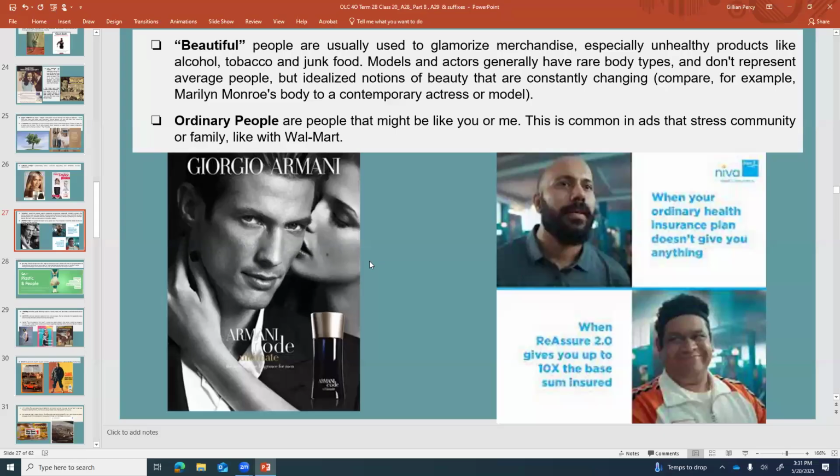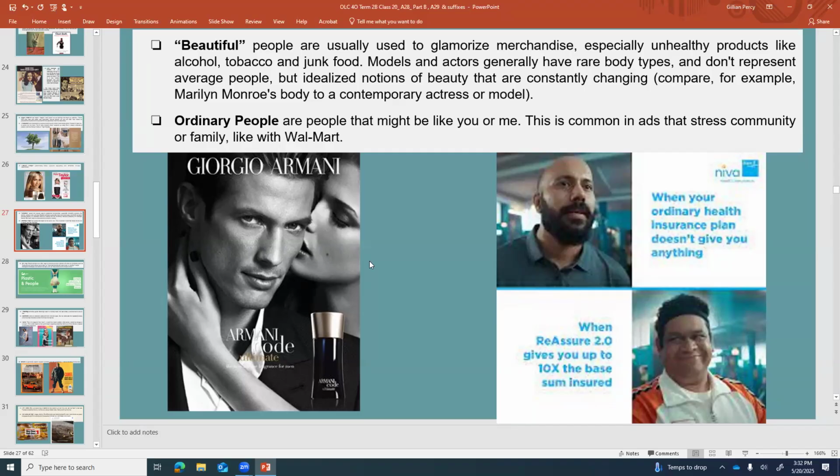Beautiful people is similar, but not always exactly the same as celebrities. Not all celebrities are gorgeous, and not all beautiful people are necessarily celebrities, right? But they do get used to glamorize merchandise, especially unhealthy products like alcohol, tobacco, or junk food. There's a reason why we picked Taylor Swift to advertise Diet Coke, right?